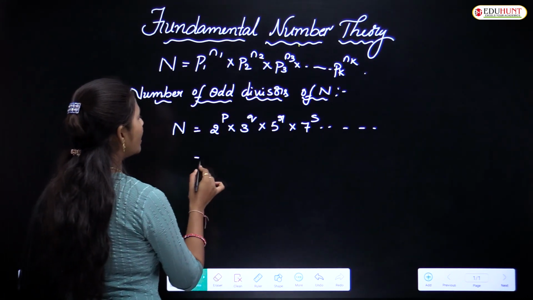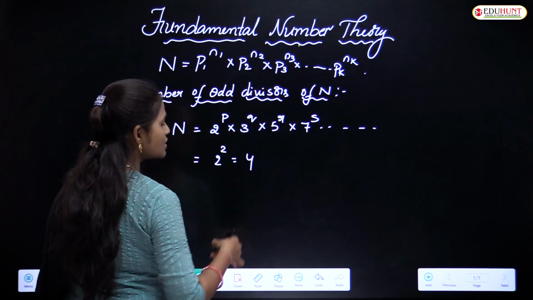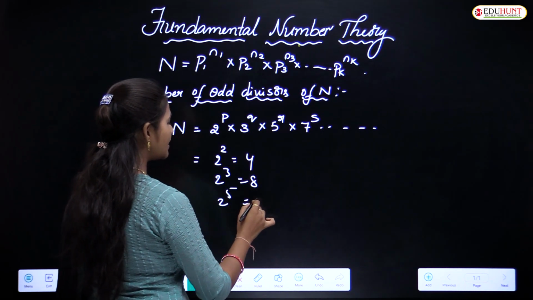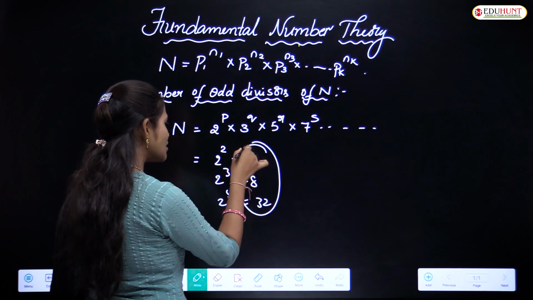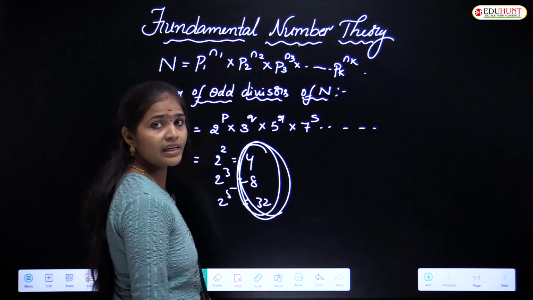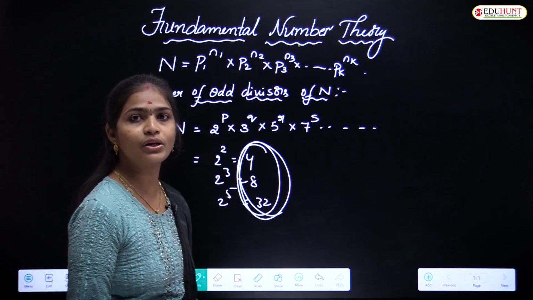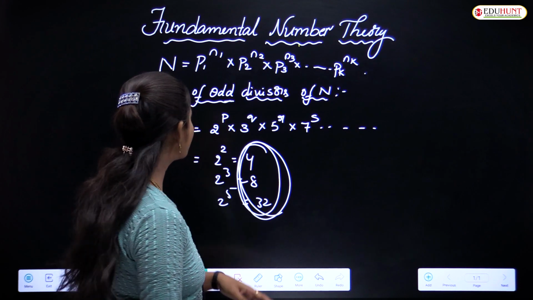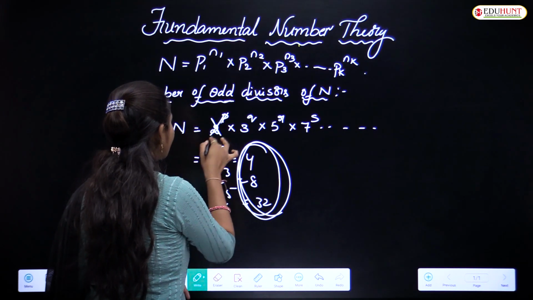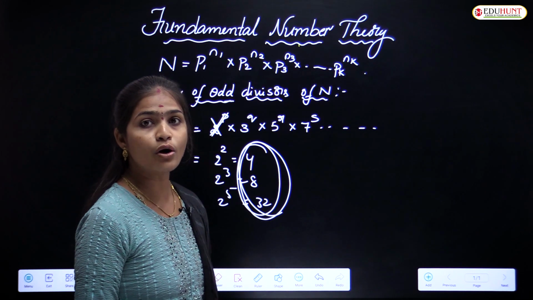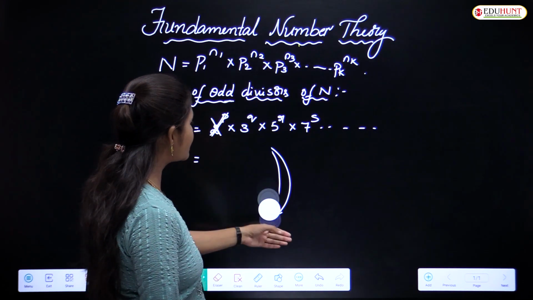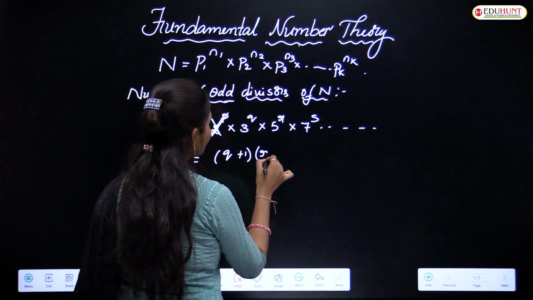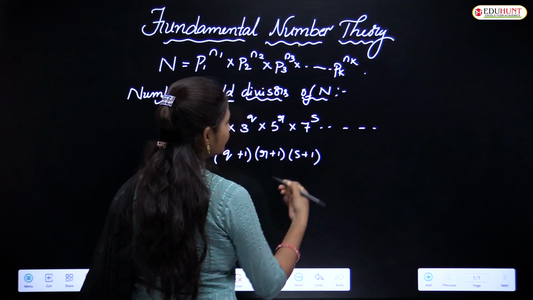If the number is in this form, then how do we know how many odd divisors there are? Here 2 square is there, that is 4. 2 cube is there, that is 8. 2 power 5 is there, that is 32. If you consider all these numbers, are they even or odd? Powers of 2 will always give even numbers, but we are considering only odd divisors here. That's why leave that 2 power p out to find the number of odd divisors. So here onwards, what is the formula? That is nothing but q plus 1 into r plus 1 into s plus 1.